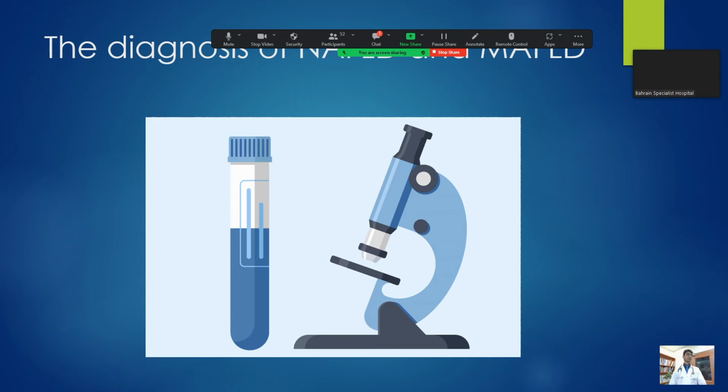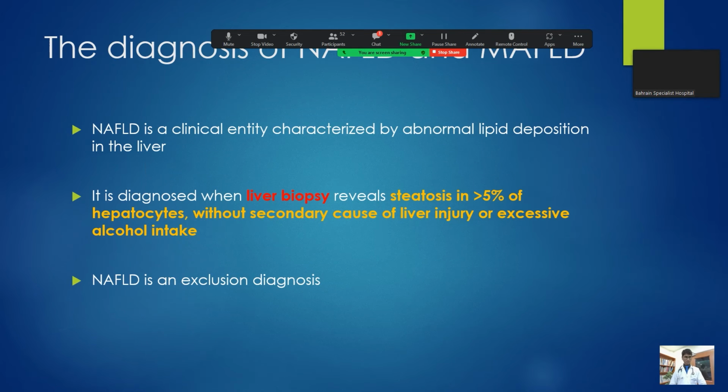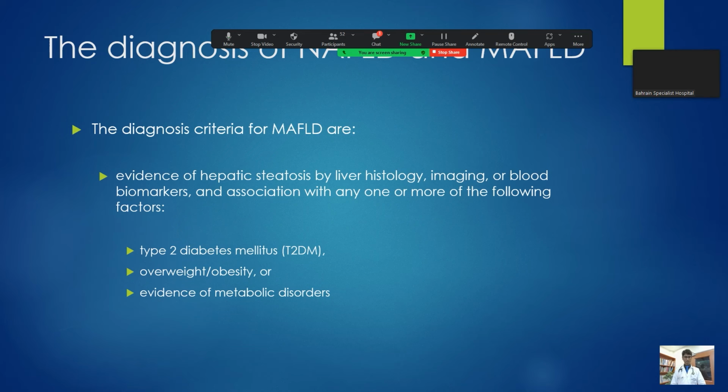So how do we reach the diagnosis? NAFLD is an abnormal accumulation of fatty acids in the liver, which is called hepatic steatosis. And for the diagnosis of NAFLD, we need a biopsy, which requires more than 5% presence of steatosis in the hepatocytes in the absence of ongoing alcohol or other liver disorders. So it's a diagnosis of exclusion. But in MAFLD, the criteria are different, as we discussed. It includes the metabolic features.